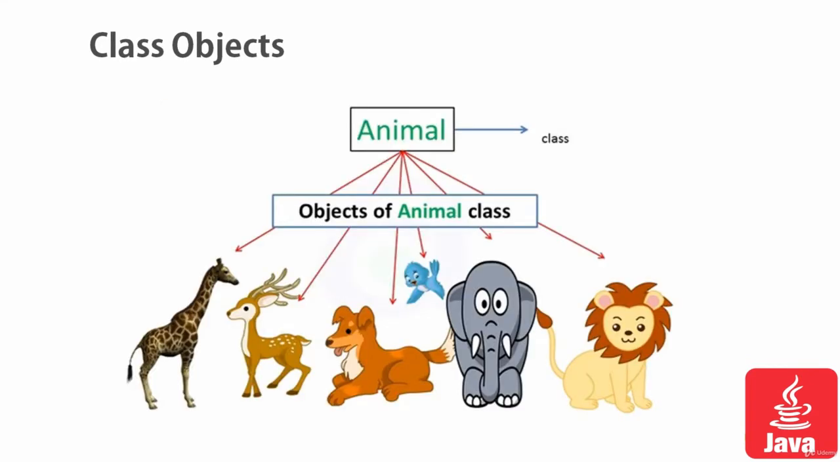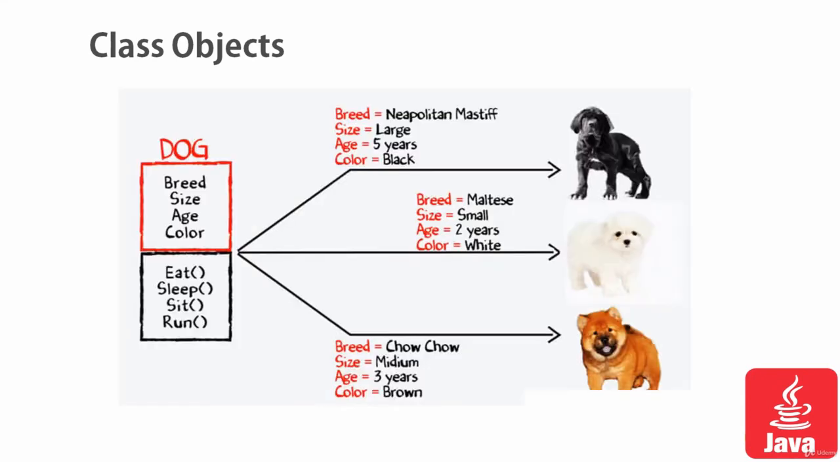We have class objects. We have a class called Animal and multiple objects referring to the same class. The objects could be visualized as different species of animals. We have lion, tiger, elephant, birds, dogs, wolf, giraffe, deer, and more.